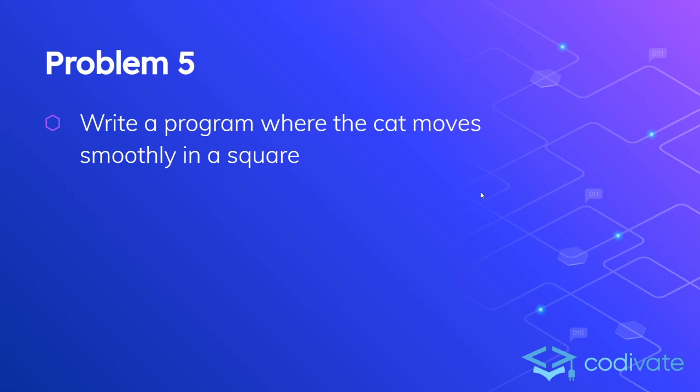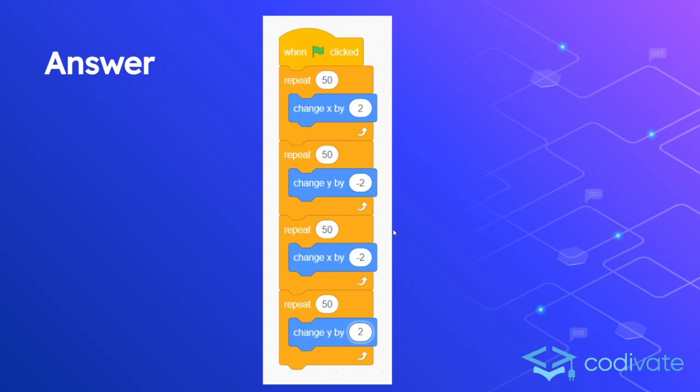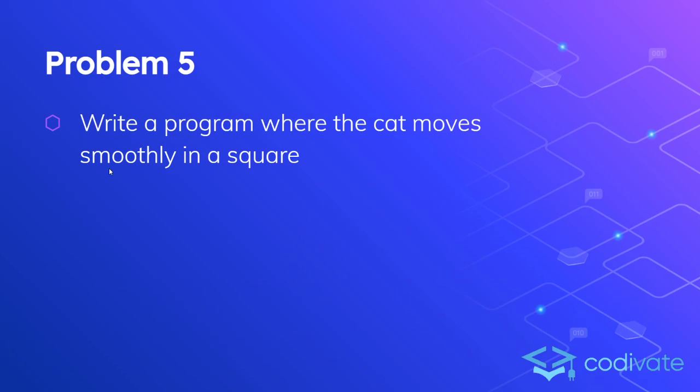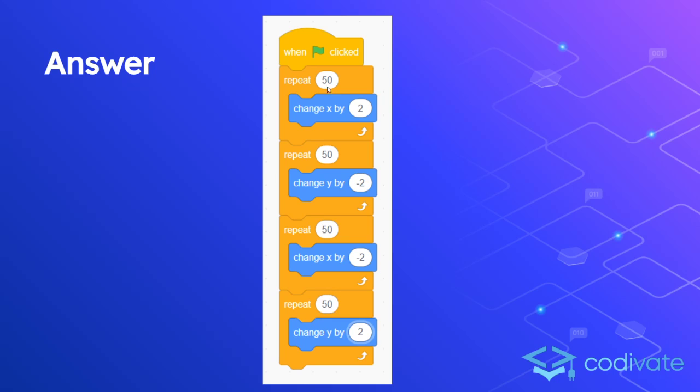Next thing. Write a program where a cat moves smoothly in a square. Now this is slightly harder than the circle one. Remember we want smoothly, not jaggedly. So again, same principle applies. You repeat a large number of times, but your movement is smaller. So we're repeating 50 times of moving to the right by 2. And then down, and then left, and then up. So let me implement that real quick.